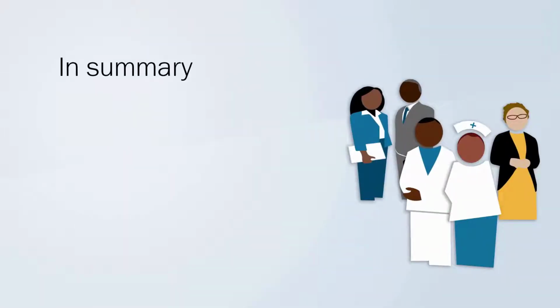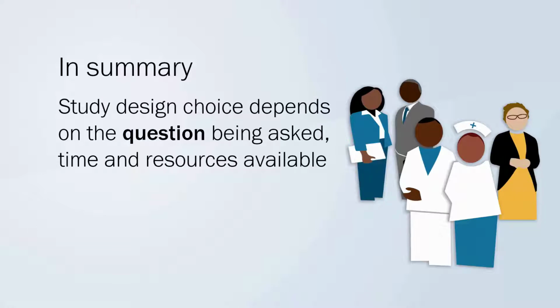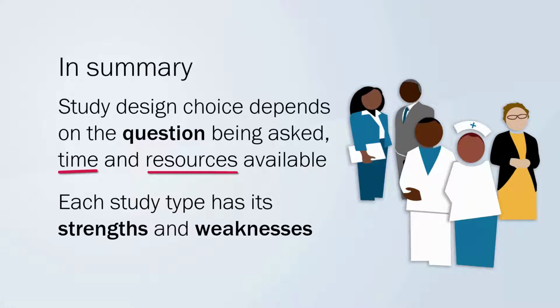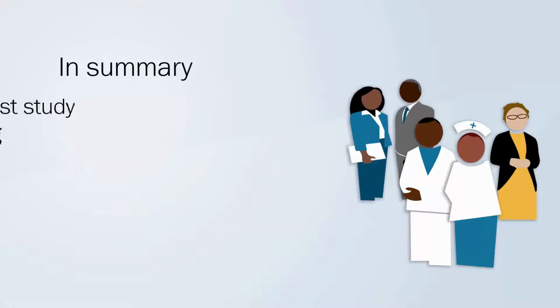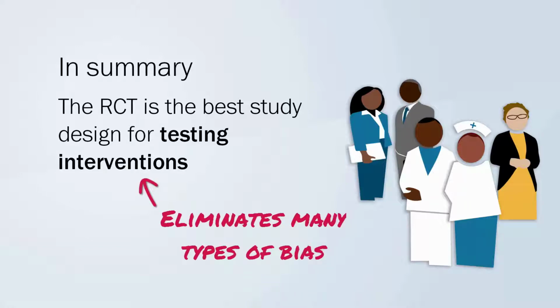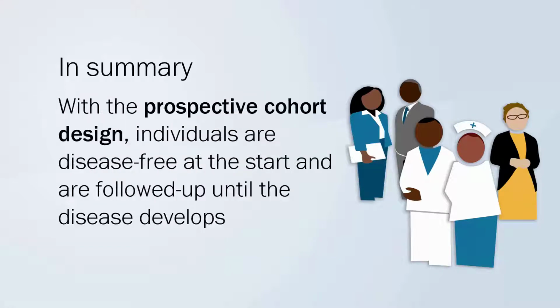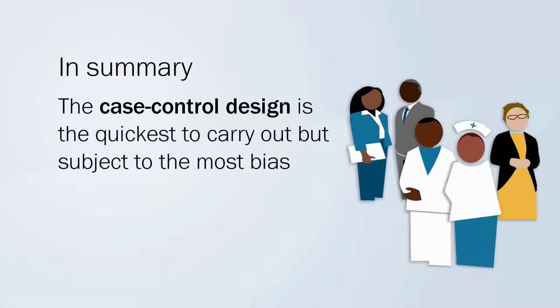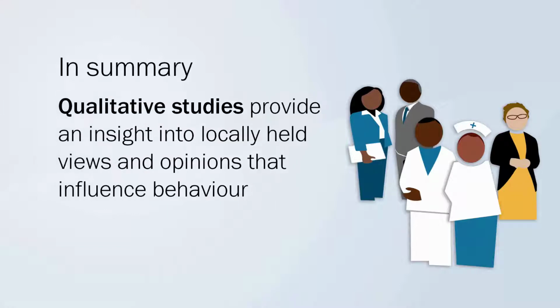In summary, the choice of study design depends on the question being asked, time and resources available. Each study type has its strengths and weaknesses. The RCT is the best study design for testing interventions as it eliminates many types of bias. With the prospective cohort design, individuals are disease-free at the start and are followed up until the disease develops. The case control design is the quickest to carry out, but subject to the most bias. Qualitative studies provide an insight into locally held views and opinions that influence behaviour.